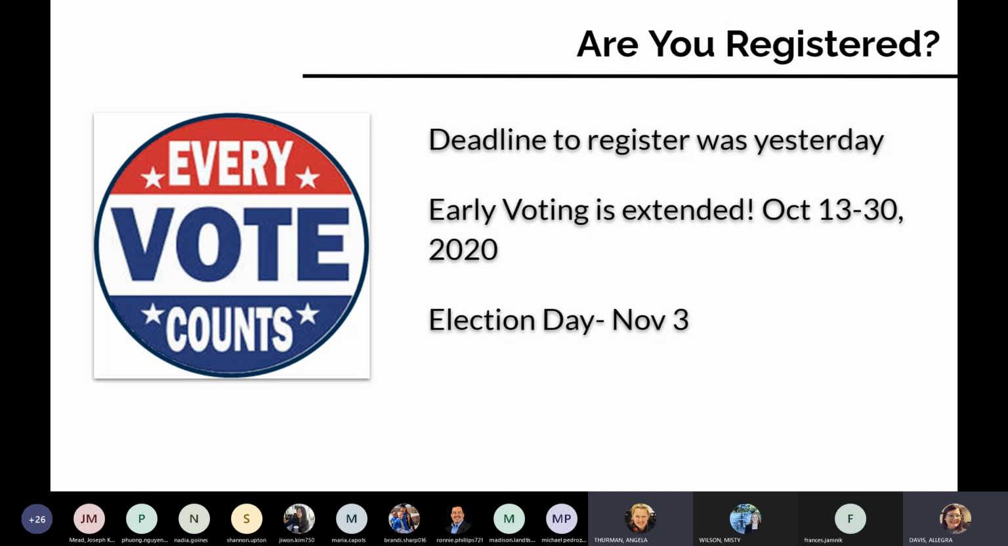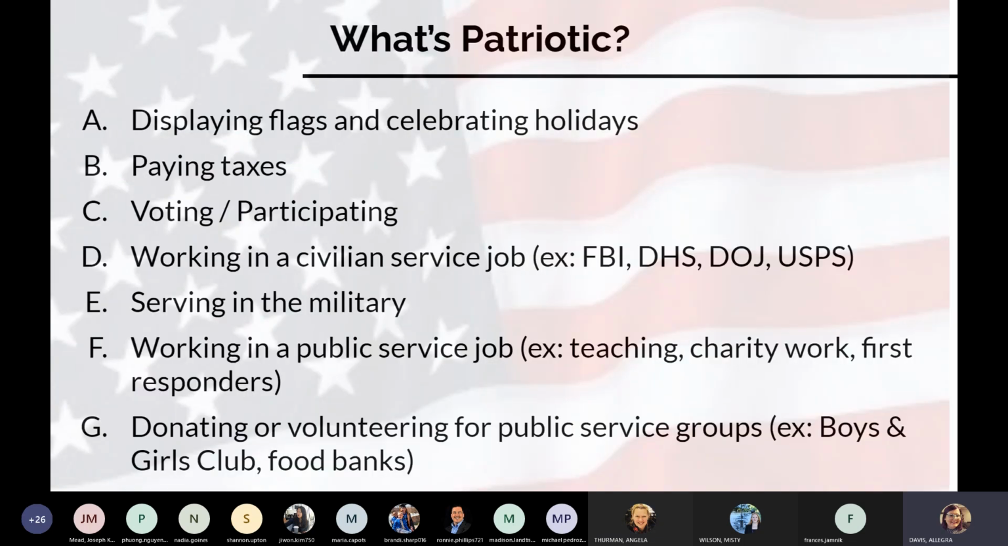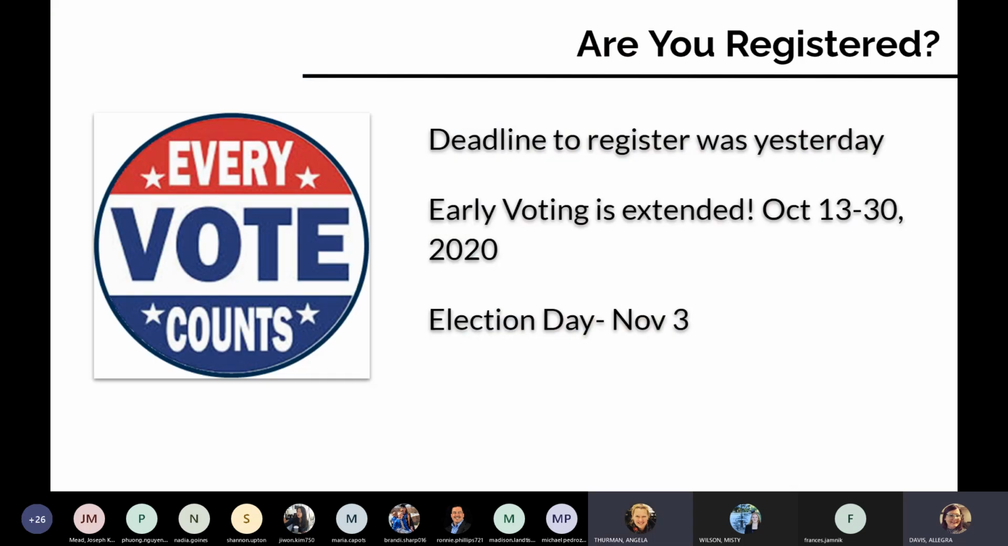So speaking of who you're voting for, I'll leave that back on the screen because I think some people were still typing in their answers. Regardless of who you're voting for, the last day to register to vote was yesterday. So if you are not registered to vote, it is too late, but you may be registered to vote and have forgotten. So if you just Google, can I vote, it will take you to the right place. Early voting is October 13th through 30th, so it starts in just about a week. And election day is November 3rd.